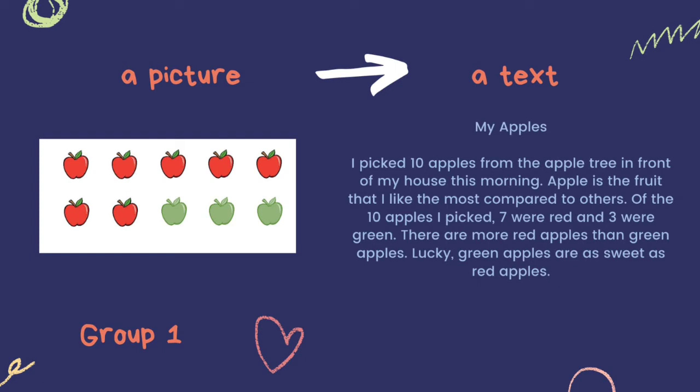Here is the answer from group 1. They chose the apple picture and then they made a descriptive text about the apples, and it is appropriate. It is exactly the same as the picture. They say there are 10 apples, seven red and 3 green, and they also mention some comparison degrees, and I think they quite understand this activity, this material, and I think information transfer activity here is useful for teaching reading and writing to students.